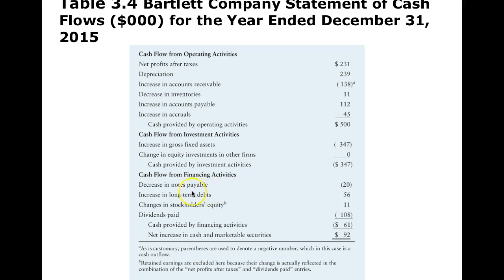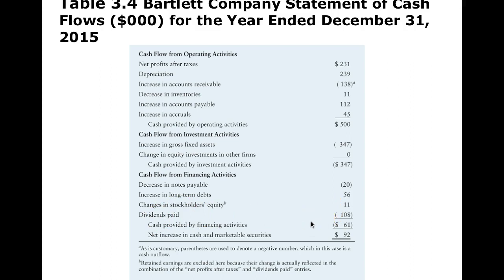So if we pay back our loans, this cash flow decreases as we pay back loans. But if we increase our loans, like here we're increasing long-term debt, that's going to increase our cash flow. Just like when you take a cash advance against your credit card, you're going to increase your cash position because you're increasing your debt position.